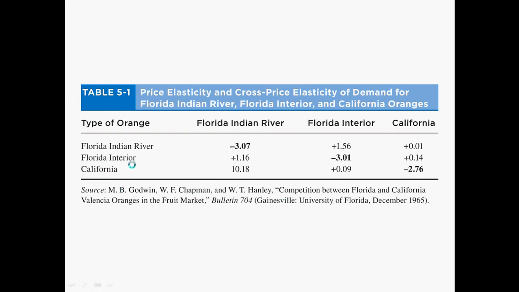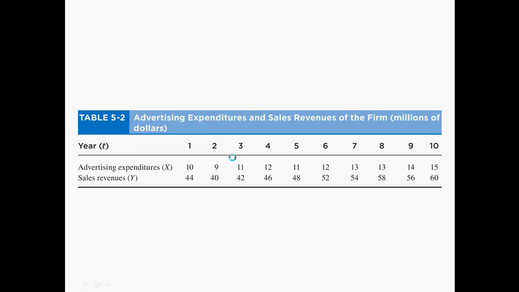But then we can also look at the cross-price elasticity. If there's a change in the price of Florida Indian River oranges, how much does that affect the percentage change in the quantity demanded of Florida interior oranges? That's plus 1.16. So as you'd expect, all of these numbers are positive. These are substitutes for each other, they're different kinds of oranges. So when the price of one kind of orange falls, then quantity demanded for other oranges rises. So that's an empirical result.